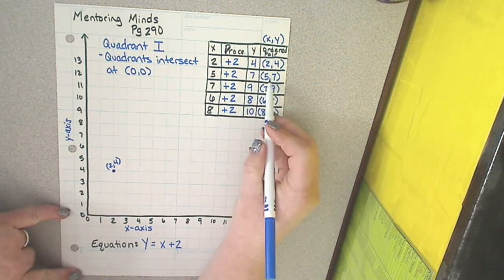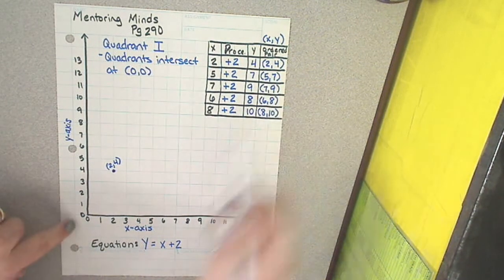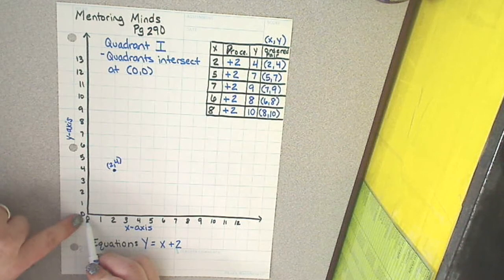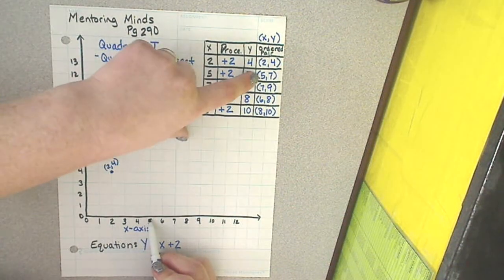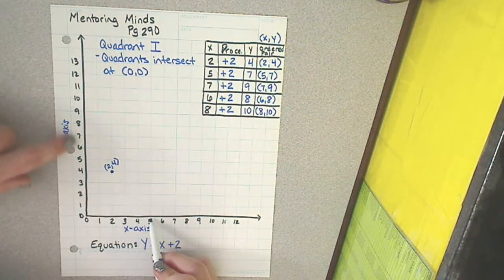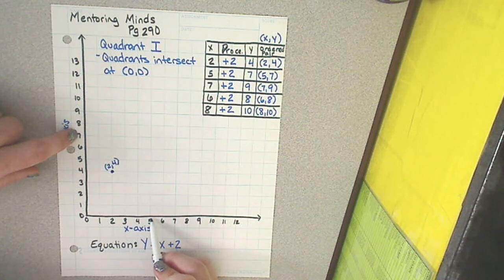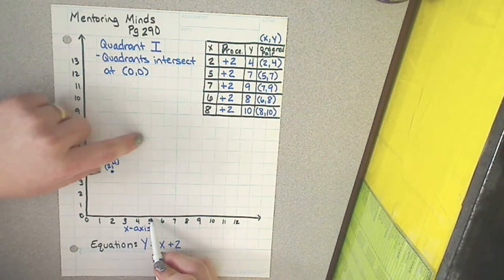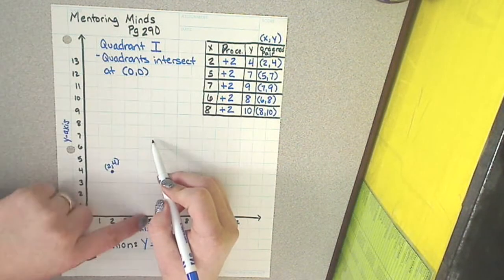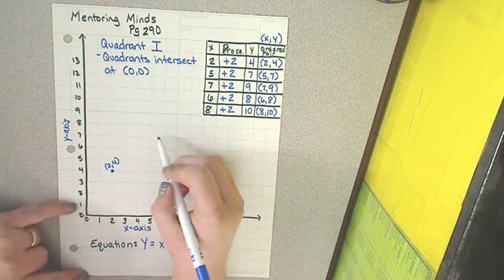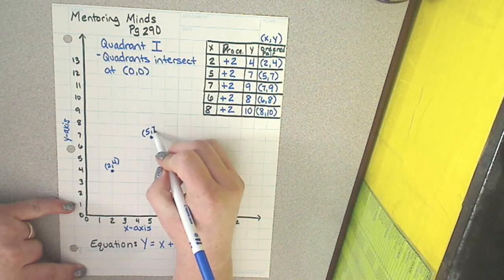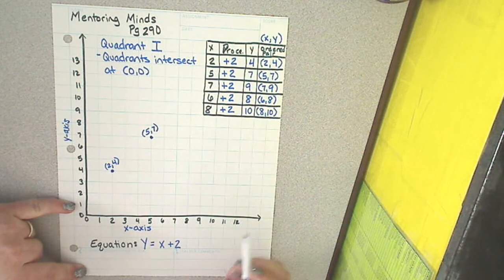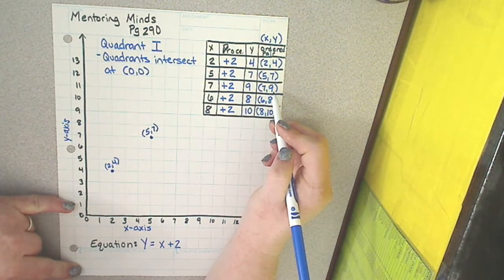Now let's look at our next ordered pair. I'm going to start at the intersection of the quadrants at 0, 0. I need to go horizontally until I find 5, and I'm going to go vertically up the y-axis until I find 7. And then I'm going to find where my 5 and my 7 intersect, and that is my ordered pair 5, 7.